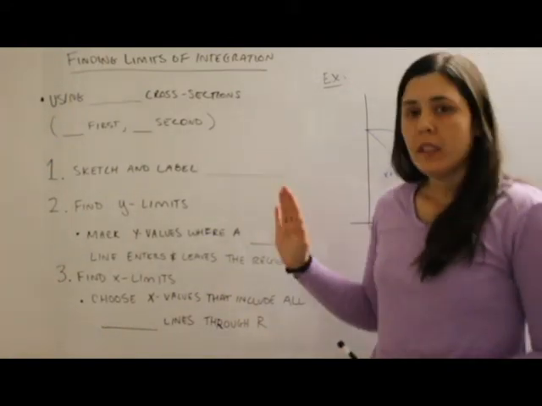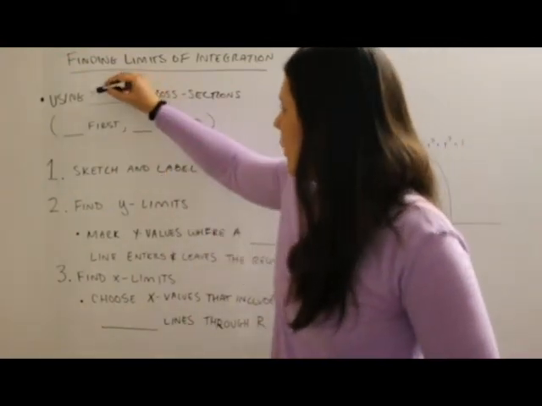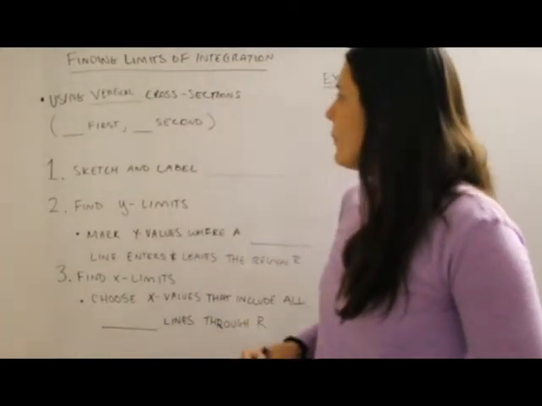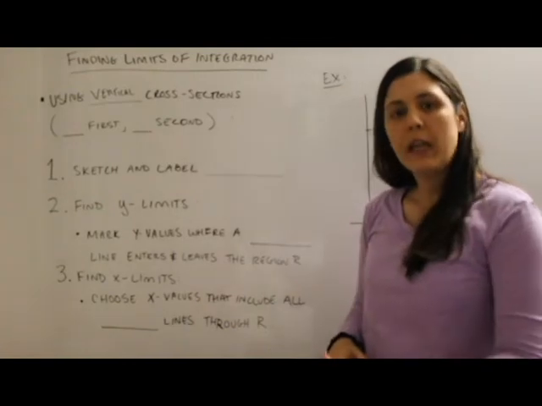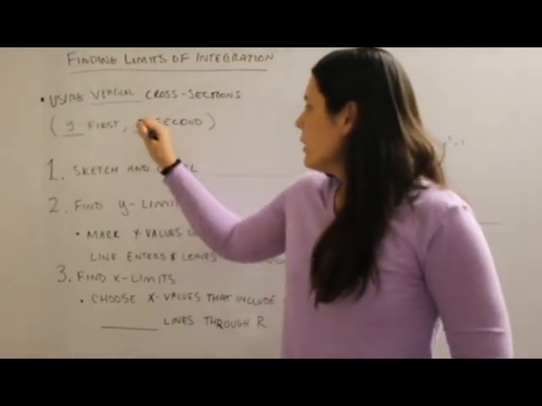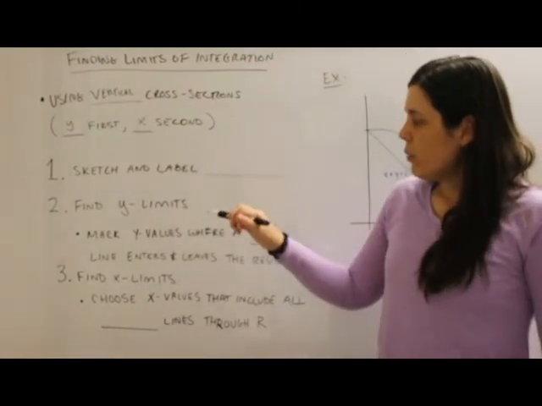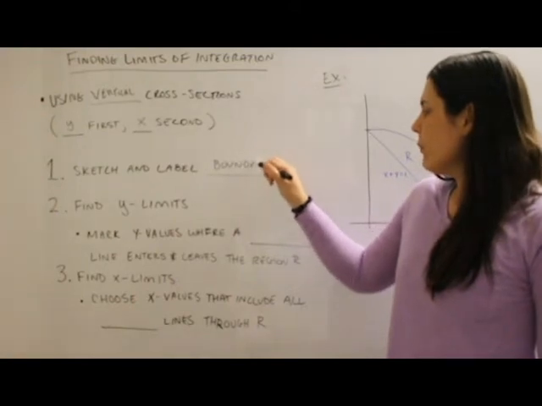So there are 2 methods, and it depends on which variable you're thinking about first. We're going to start by using vertical cross sections. So we're going to take a region and consider vertical lines through it. And so that would mean that we're considering y first and then x second. So the very first step I would recommend is to sketch and label the boundaries that you're given for your problem.